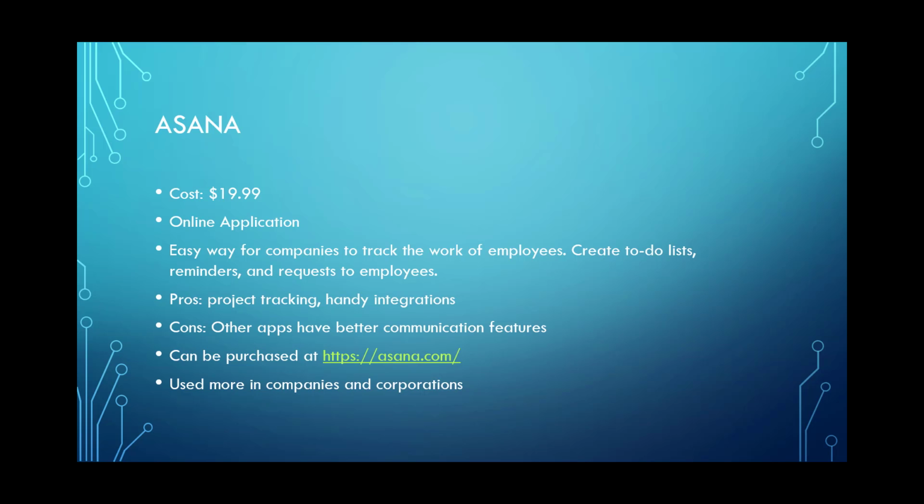And finally, Asana. So the cost of Asana is $19.99. This is a project organization software where it's basically a whiteboard or a poster board for project planning, project organization, that kind of stuff. It's basically an easy way for companies to track the work of their employees. They can create to-do lists, reminders, and requests to employees.